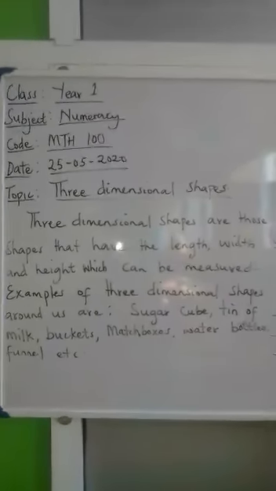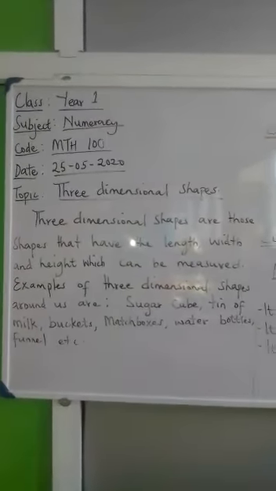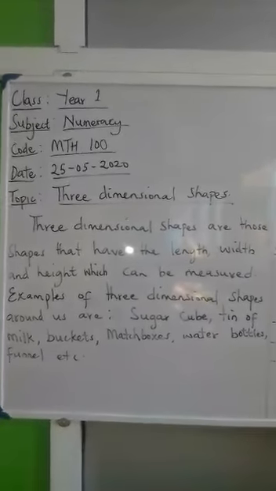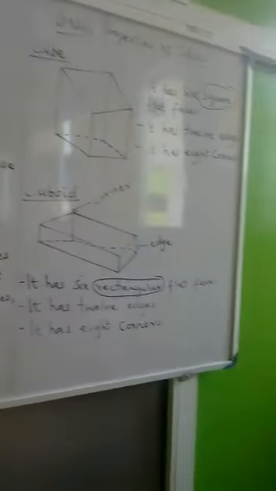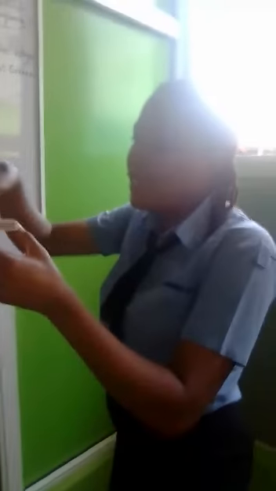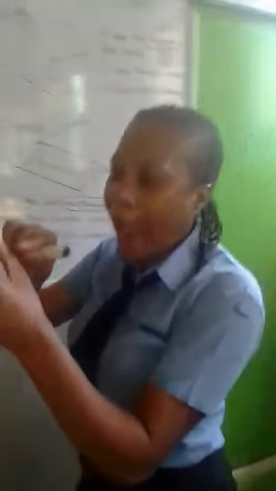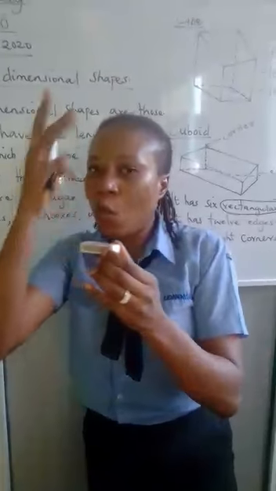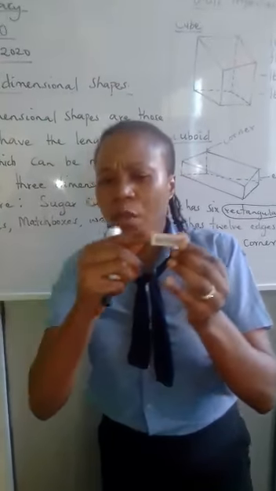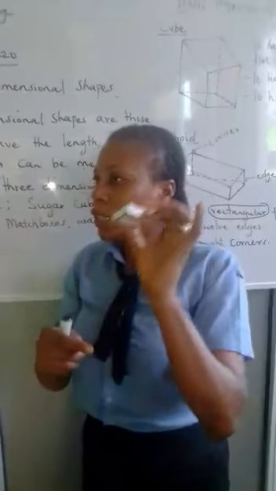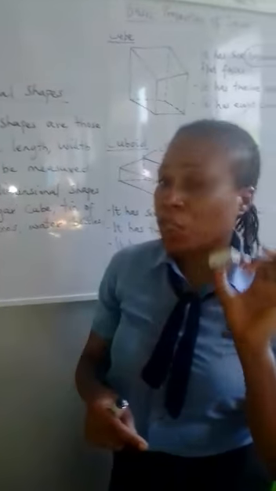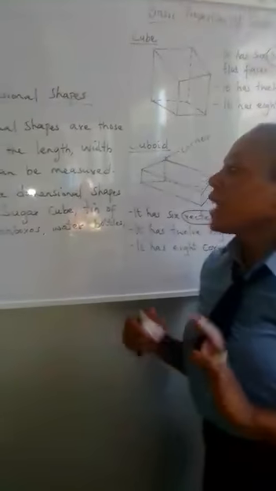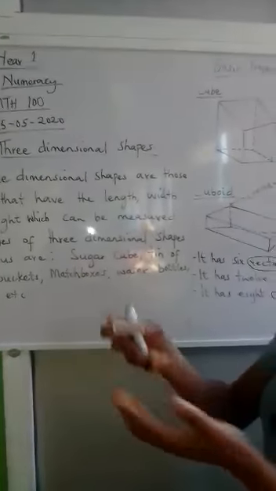Remember that 3-dimensional shapes are those shapes that have length, width, and height. What makes them 3 dimensions? Length is the first one, width is the second one, and height is the third one. Length, width, and height. This is what makes it 3-dimensional. Okay.